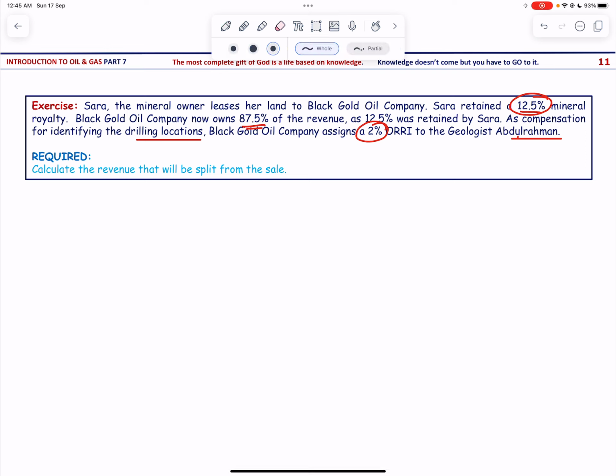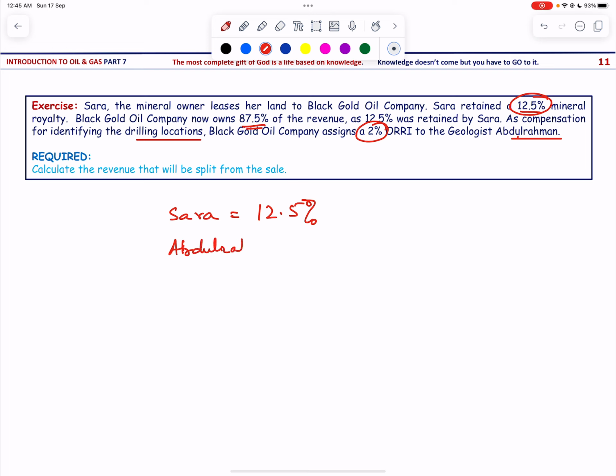So let us see how we are going to record. Sarah is obviously going to have 12.5%, and there will be no change with the addition of Abdul Rahman. And Abdul Rahman will be having 2% as already stated, but the oil company now is going to have not 87.5%, because 2% is going to be taken away by Abdul Rahman, so that will be 85.5%.